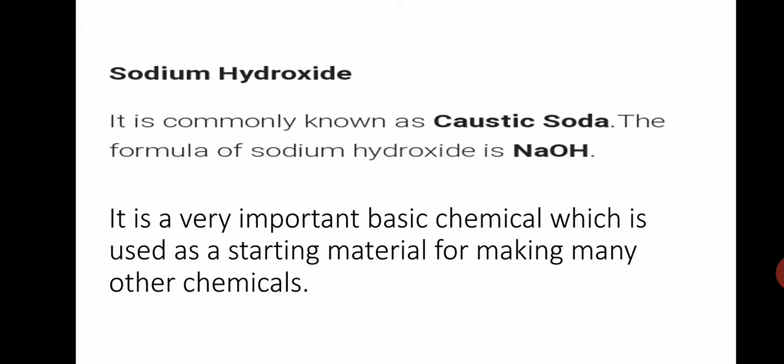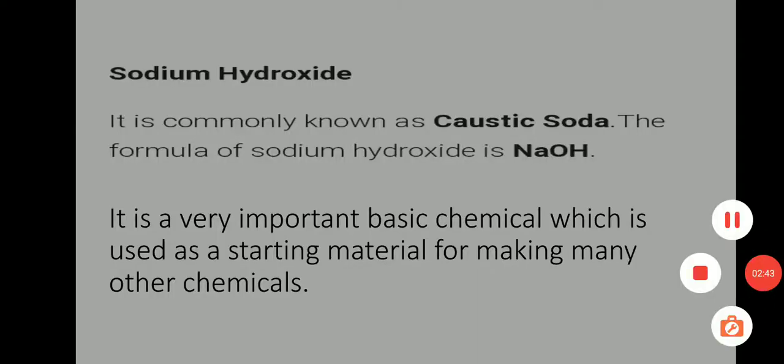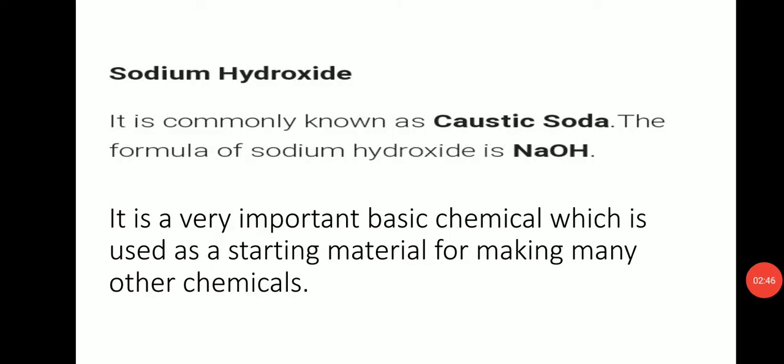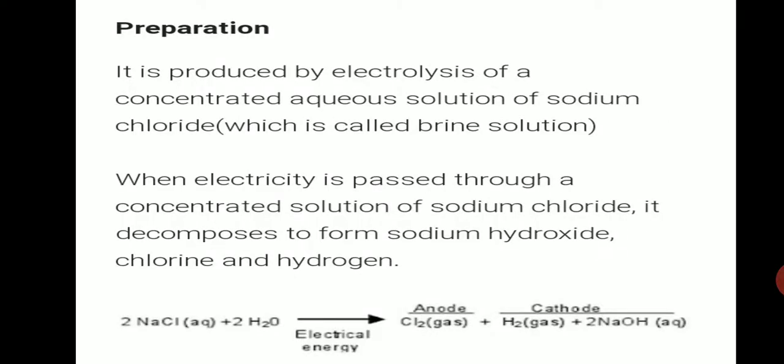So before explaining, the raw material for producing sodium hydroxide is sodium chloride. Sodium hydroxide is produced by the electrolysis of a concentrated aqueous solution of sodium chloride.